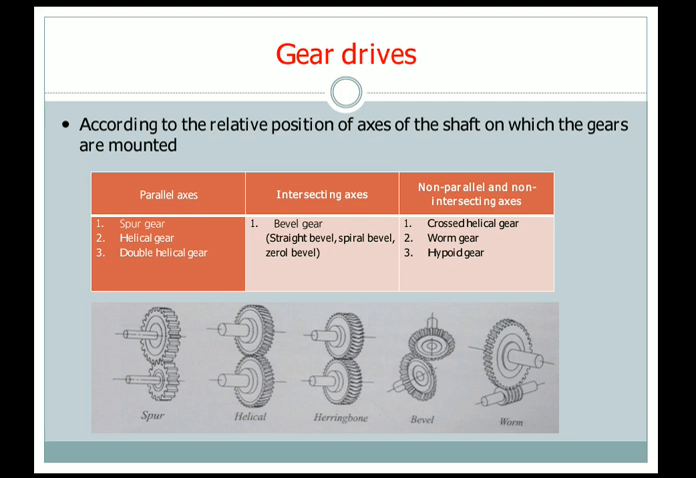Next, non-parallel and non-intersecting axis. In this type of classification, the axes are neither parallel nor do they intersect. They are not parallel and they will not intersect each other. In the figure you can see a worm gear. In a worm gear, the axes are not parallel and not intersecting each other; they are at some other arrangement. The different types of these gears are cross helical gear, worm gear, and hypoid gear. In the figure below we have shown an example of a worm gear.